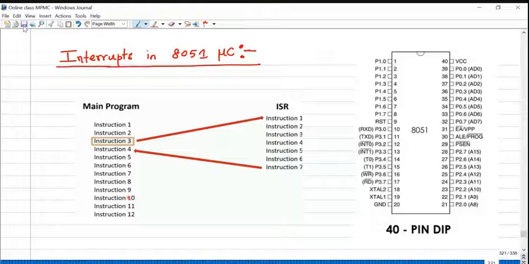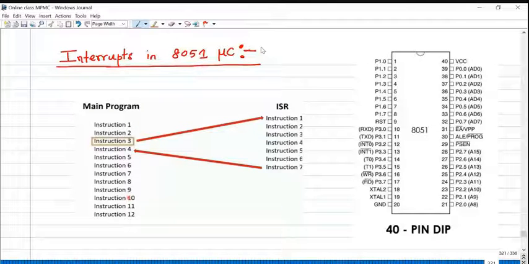In the previous classes we discussed timers, counters, and programming of timers and counters using assembly language as well as C language, and the demonstration was given with the help of Keil software also. Then serial communication, particularly mode one. We have written the program using the mode one communication method only, with the help of timer one.